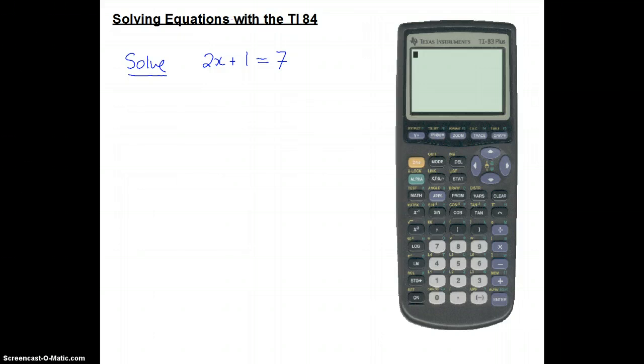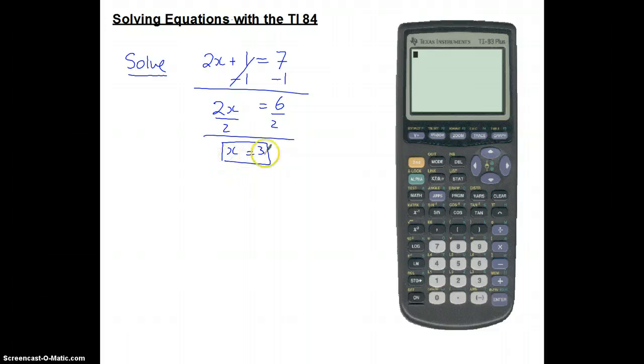with solving equations. So we've got a really nice simple one to start with here. Let's just go through and have a look at this algebraically. Keeping balanced, we would be subtracting 1 from both sides. On this side we'd be left with 2x, and on the right hand side we'd be left with 6. And dividing both sides by 2, x equals 3.